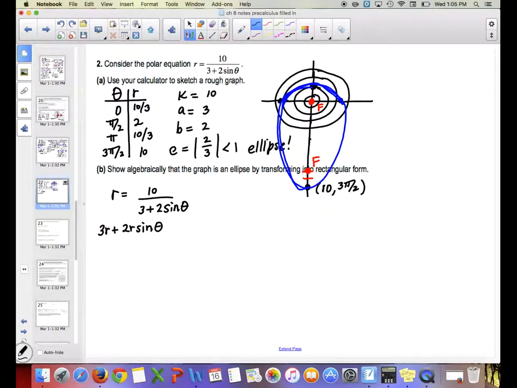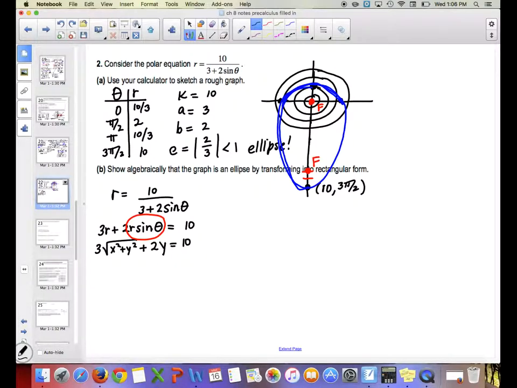So I'm multiplying the denominator over. I start replacing with x's and y's. I'm going to have 3 times the square root of x squared plus y squared plus 2 times what? Y, because you had r sine of theta. R sine of theta is y, equals 10. So this will be easier than the first one. You've had a little bit of practice.